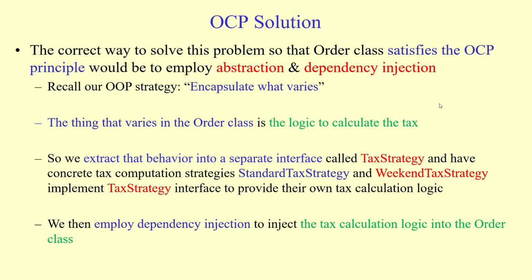The correct way to solve this problem so that the order class satisfies the open-closed principle would be to employ abstraction and dependency injection. Recall our object-oriented strategy: encapsulate what varies. The thing that varies in the order class is the logic to calculate the tax. So what we'll do is extract that behavior into a separate interface called TaxStrategy, and have concrete tax computation strategies, StandardTaxStrategy and WeekendTaxStrategy, implement the TaxStrategy interface to provide their own custom tax calculation logic. We then employ dependency injection to inject the tax calculation logic into the order class.